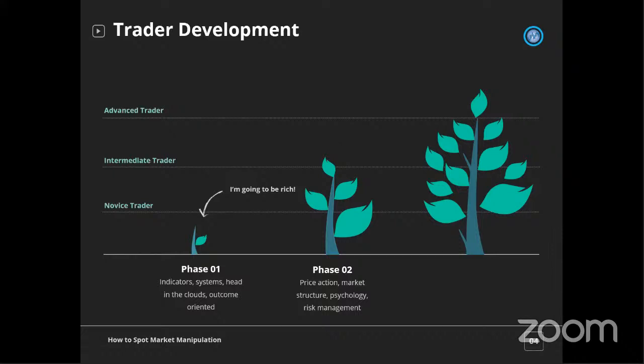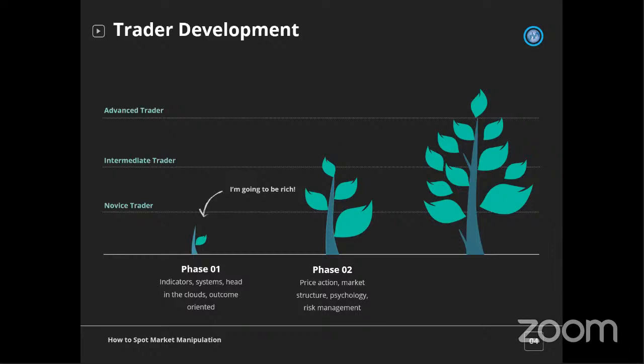So instead of getting stuck in phase 1, if you're a beginner or a newer trader, just stick right to this stuff. Start learning about what actually matters, right? Your price action, market structure, learn about your psychology, more about yourself, and then have a good risk management methodology that's going to make sure you stay in this game long term.